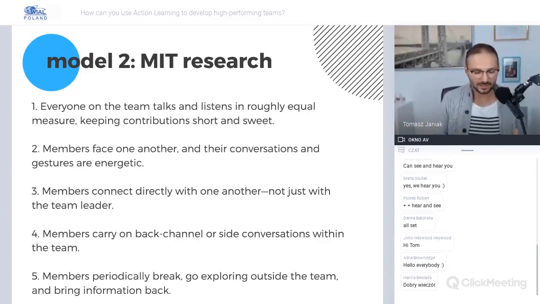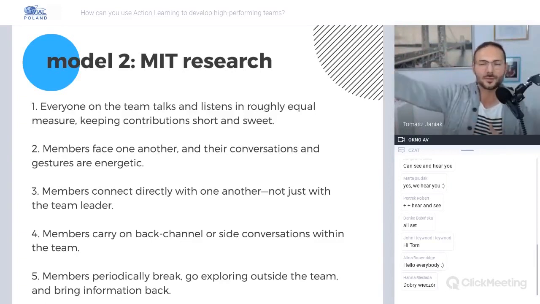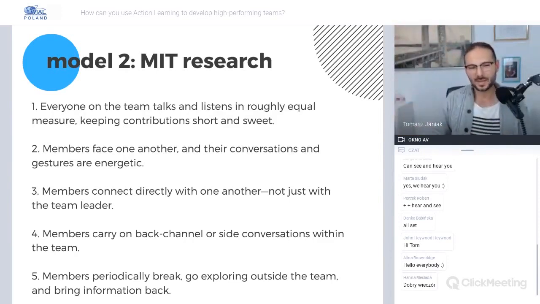And number five, members periodically break, go exploring outside the team, and bring information back. Also, if you look at the research from Google on managers, that was called Project Oxygen. Very interesting. Go Google Project Oxygen. And they developed 10 behaviors of a good manager at Google. One of those behaviors that those managers share is that they work across the organization, which means they walk outside of their immediate working zone, and they reach out to other professionals from other parts of the organization, even to the other side of the organization, so to speak. And this is very similar.